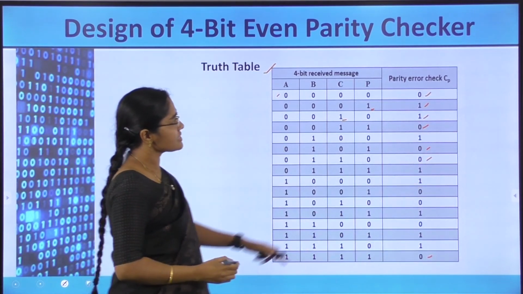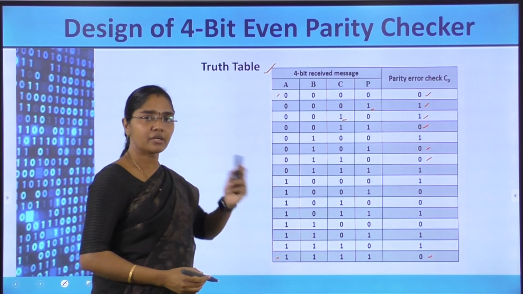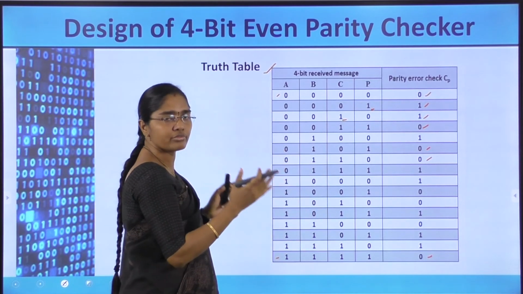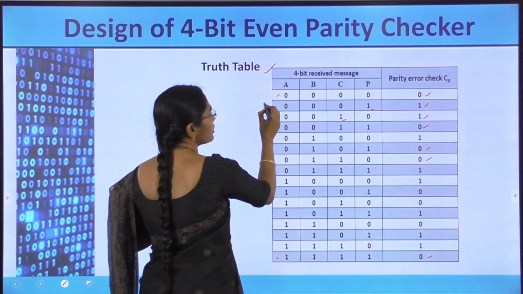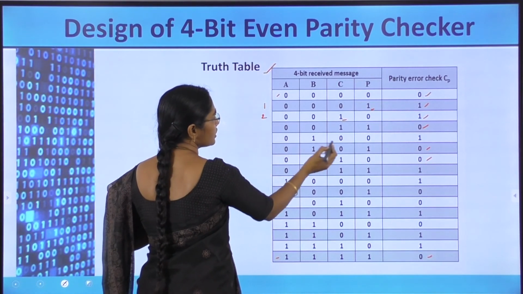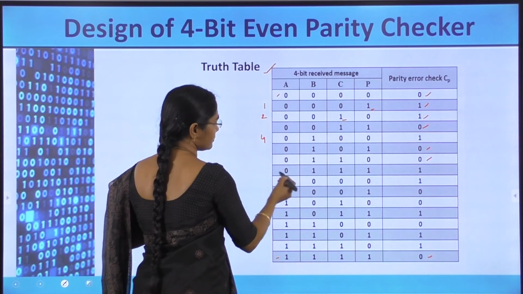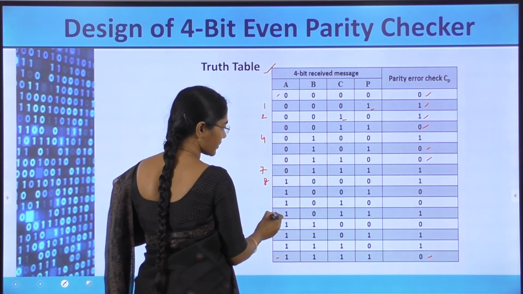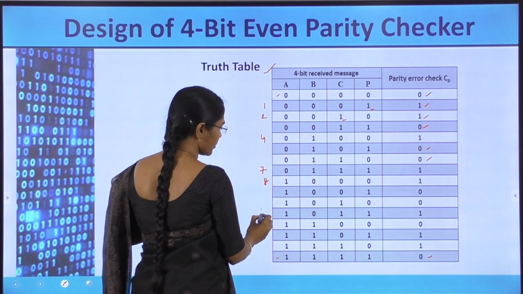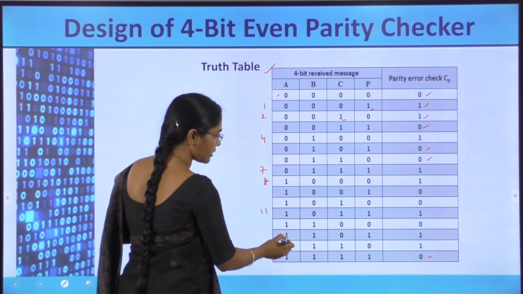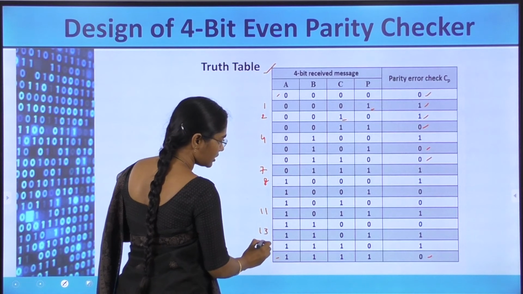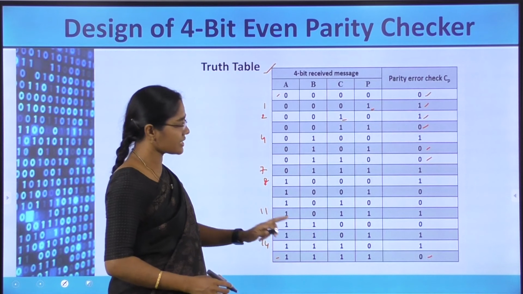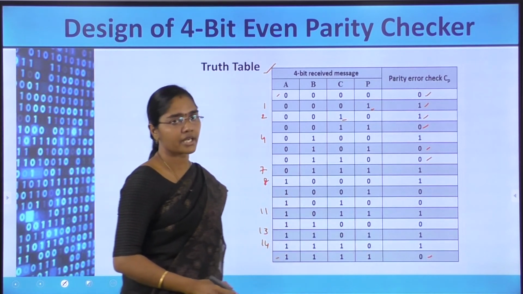Now writing the PEC expression in terms of sigma m form. The sigma m of ones form is nothing but 1, then 2, then 4, then 7, 8. Next one is 1 0 1 1, 11, and the next one is 1 1 0 1, 13, then 14. All these are the min terms which have ones in the parity check.